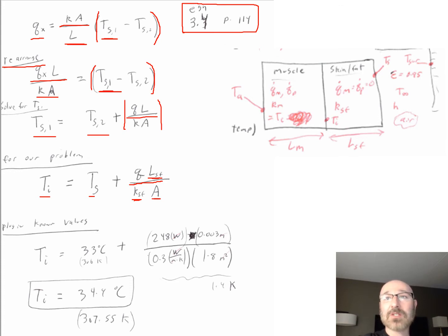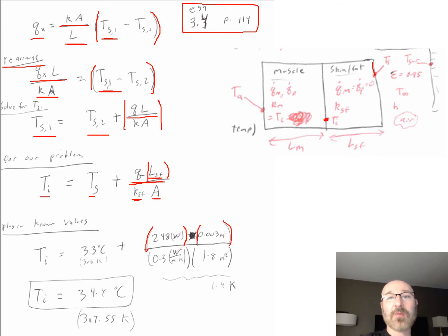We can see TI is located right there. That's the interface between our muscle and our skin fat layer. And we have our TS as the outer surface of our skin fat layer. So we're going across this skin fat layer is what we're interested in right now. Then we have our Q value that we can plug in. We solved for our Q value earlier, 248 watts, from our previous slide. Now we're given the thickness of our skin fat layer, 0.003 meters.